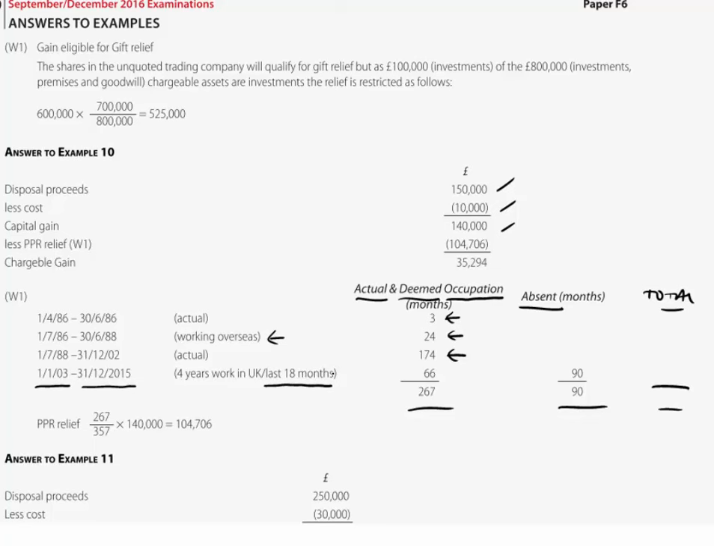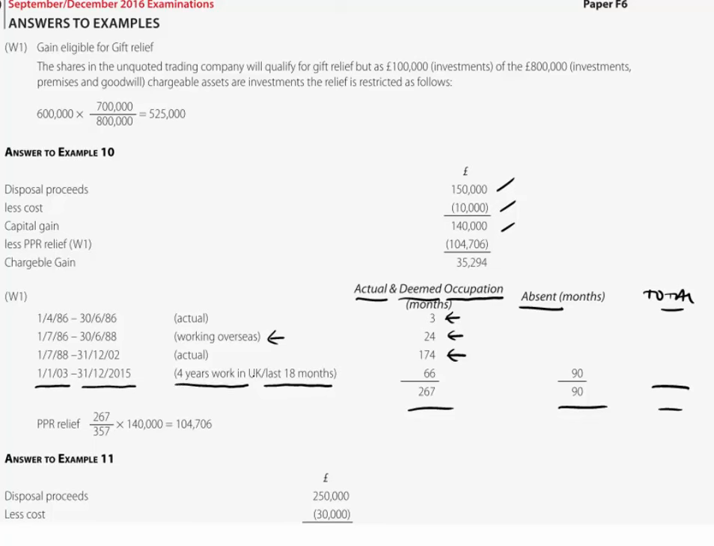But what was the reason why the taxpayer David left the property for that period of time? He went to live and work elsewhere in the UK. Right, working elsewhere in the UK, 4 years is the limit placed on that. 4 years, that is 48 months. So 48 plus 18, well, that's where the 66 comes from.